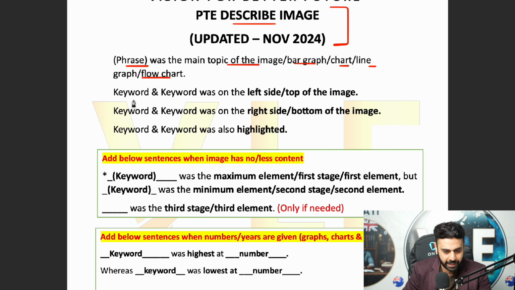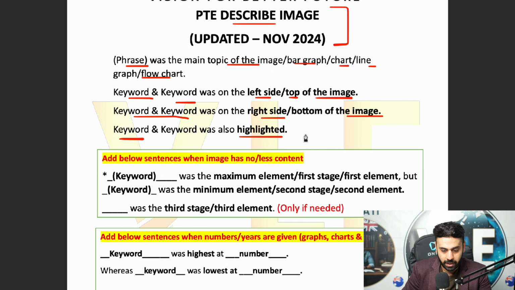Then we will go to the second sentence, which says keyword and keyword was on the left side of the image. Sometimes there is no left side, there's a top side, so you can say just top of the image. Similarly, the next sentence will be keyword and keyword was on the right side of the image. And then keyword and keyword was also highlighted. Now, these four sentences are very similar to the current template.